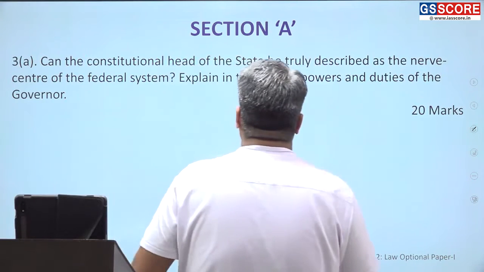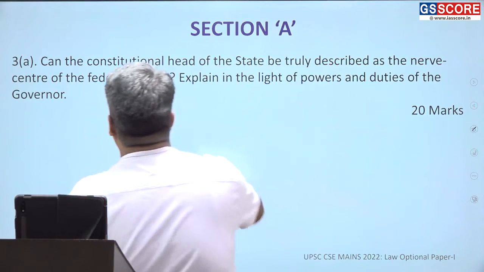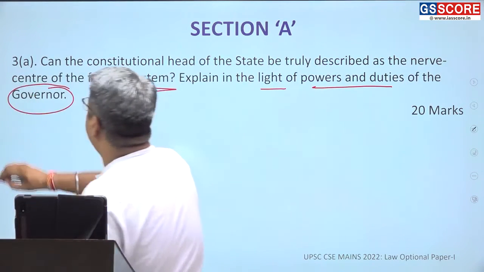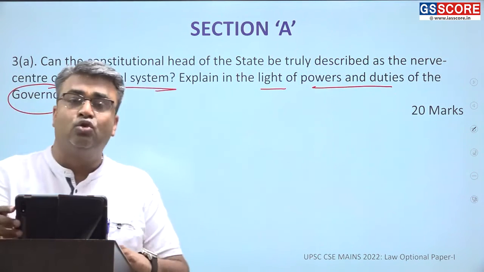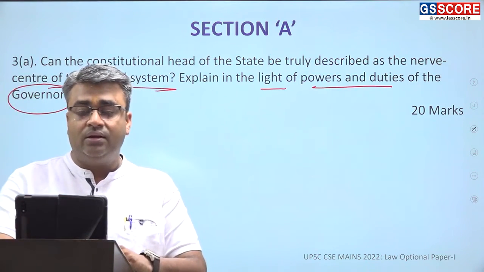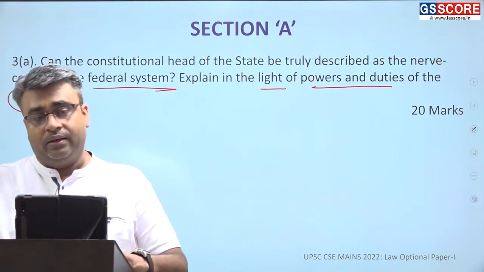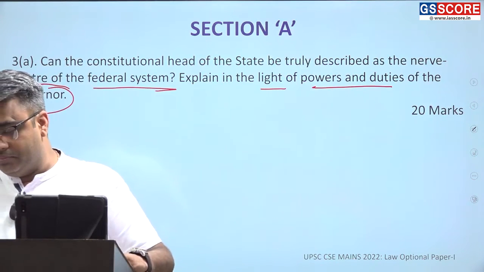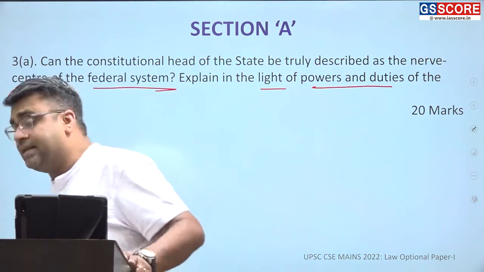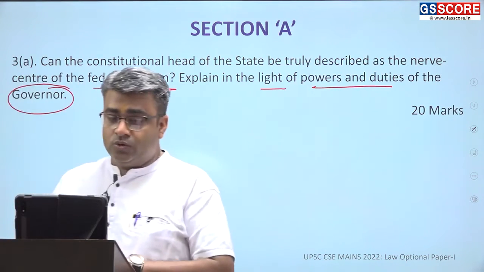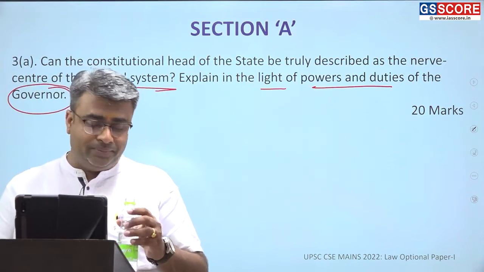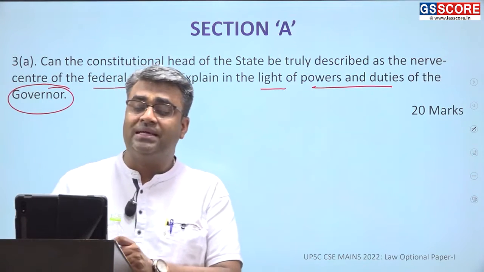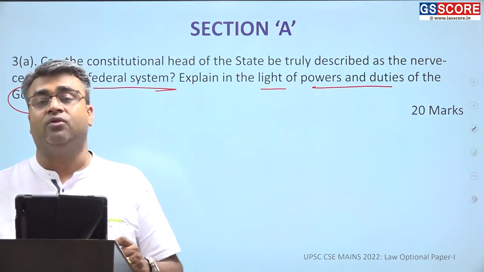Then: can the constitutional head of the state be truly described as the nerve center of the federal system? Explain in the light of the powers and duties of the governor. Simple, very, very simple question. And then criticize the role of the governor. Because we have seen many times that the governor is being considered as the rubber stamp of the central government. So basically, Article 163 talks about how the governor should exercise his functions based on the State Council of Ministers' aid and advice.